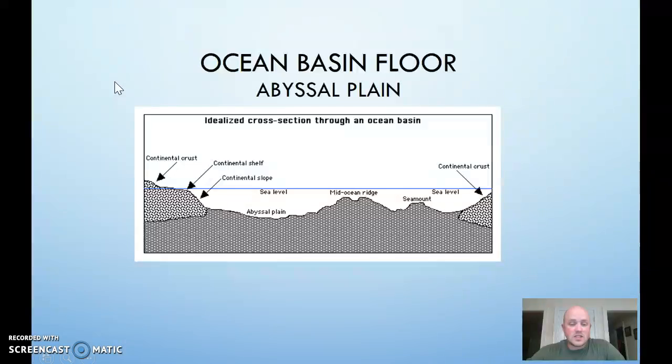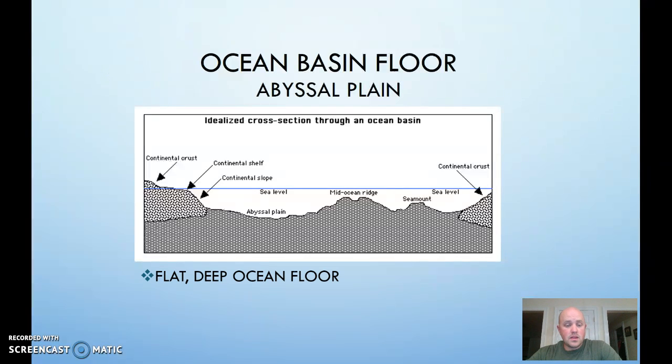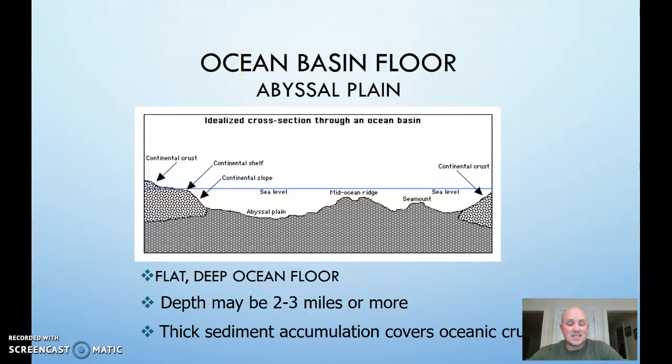So the first thing here is the abyssal plain. You can see again on this diagram where the abyssal plain is. It's basically just a relatively deep area of the ocean, and it's very flat. This is the majority of the ocean floor that they say is, quote, unexplored. It's just these very deep areas that are relatively flat. There's really not a lot of contours on the bottom. Deep, flat ocean floor, depth maybe 2 to 3 miles or more, with a thick sediment accumulation over oceanic crust.